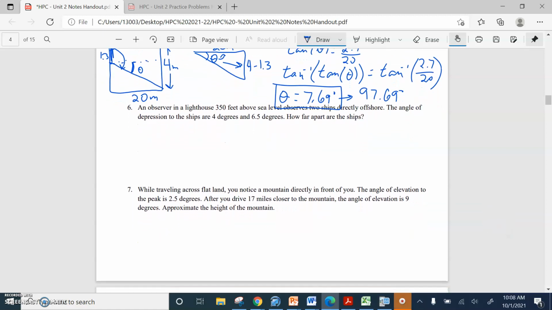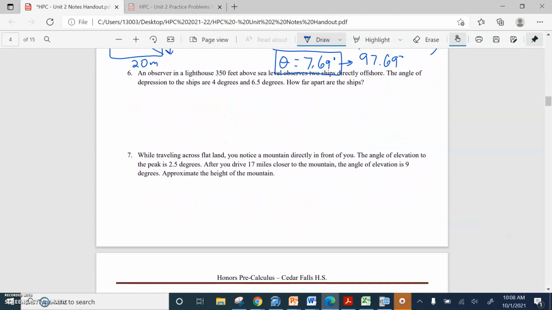Alright, this should be our last video for just the notes in Unit 2-1, but as we get started, there we go. 6 and 7 are a little bit more time consuming. In fact, 7 is going to take a little while, but let's get through 6 first.